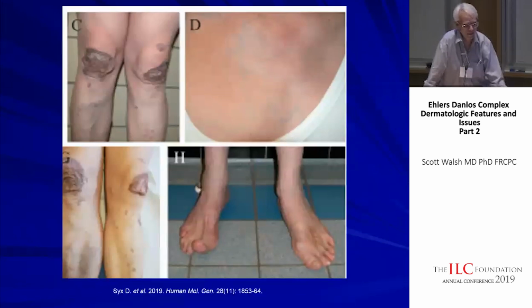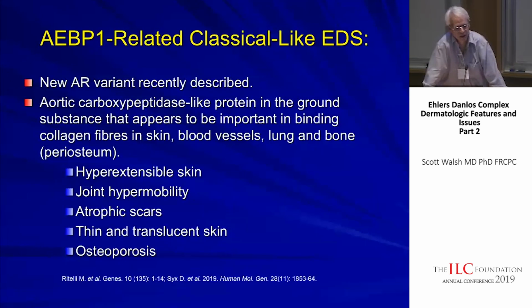This is called ABP1 related, classical-like Ehlers-Danlos. So it's a brand new variant that's just been described in the last year and a half. And it's a protein that is in the ground substance that's important in binding to the collagen fibers. It's important in blood vessels, lung, and bone as well. And so you see features of vascular, features of classic type, and something new. You see osteoporosis, which is not that common in the other types of Ehlers-Danlos.